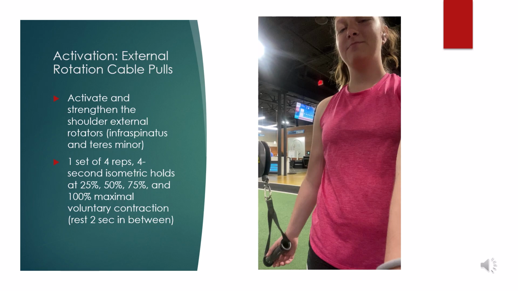We're going to have one set of 4 reps, and then they're going to be 4-second isometric holds at 25%, 50%, 75%, and 100% maximal voluntary contraction, and we're going to want to rest 2 seconds in between each of these.